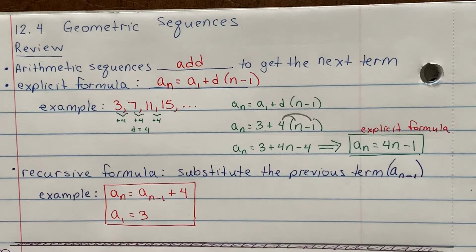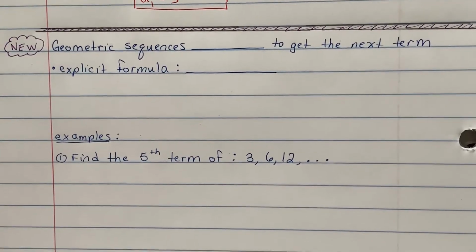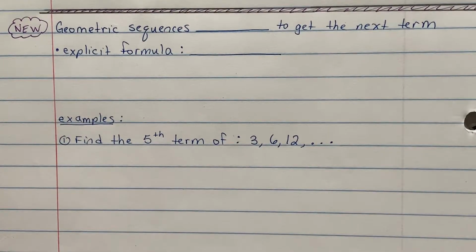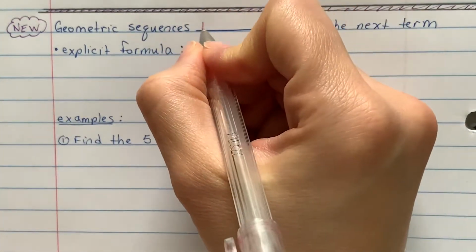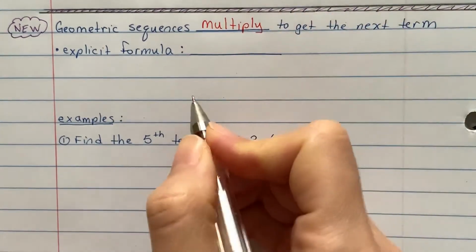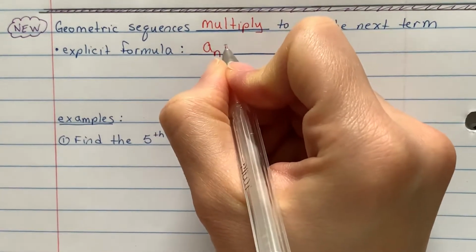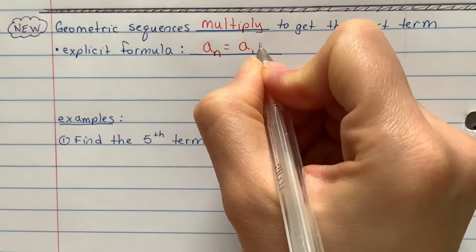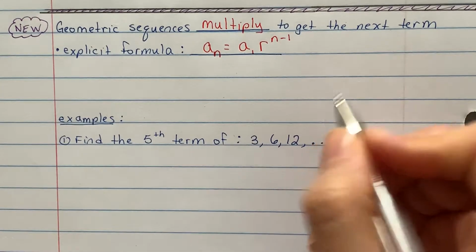I'm going to slide the notes, and if you need to pause the video, please do so to get yourselves caught up. So here's the new material. I'm going to start filling in the notes, so hopefully you paused it and you got a chance to write everything down. Geometric sequences blank to get the next term. Well, for geometric, they're going to multiply. And the explicit formula for a geometric sequence is a sub n is equal to a sub 1 times r raised to the n minus 1 power.